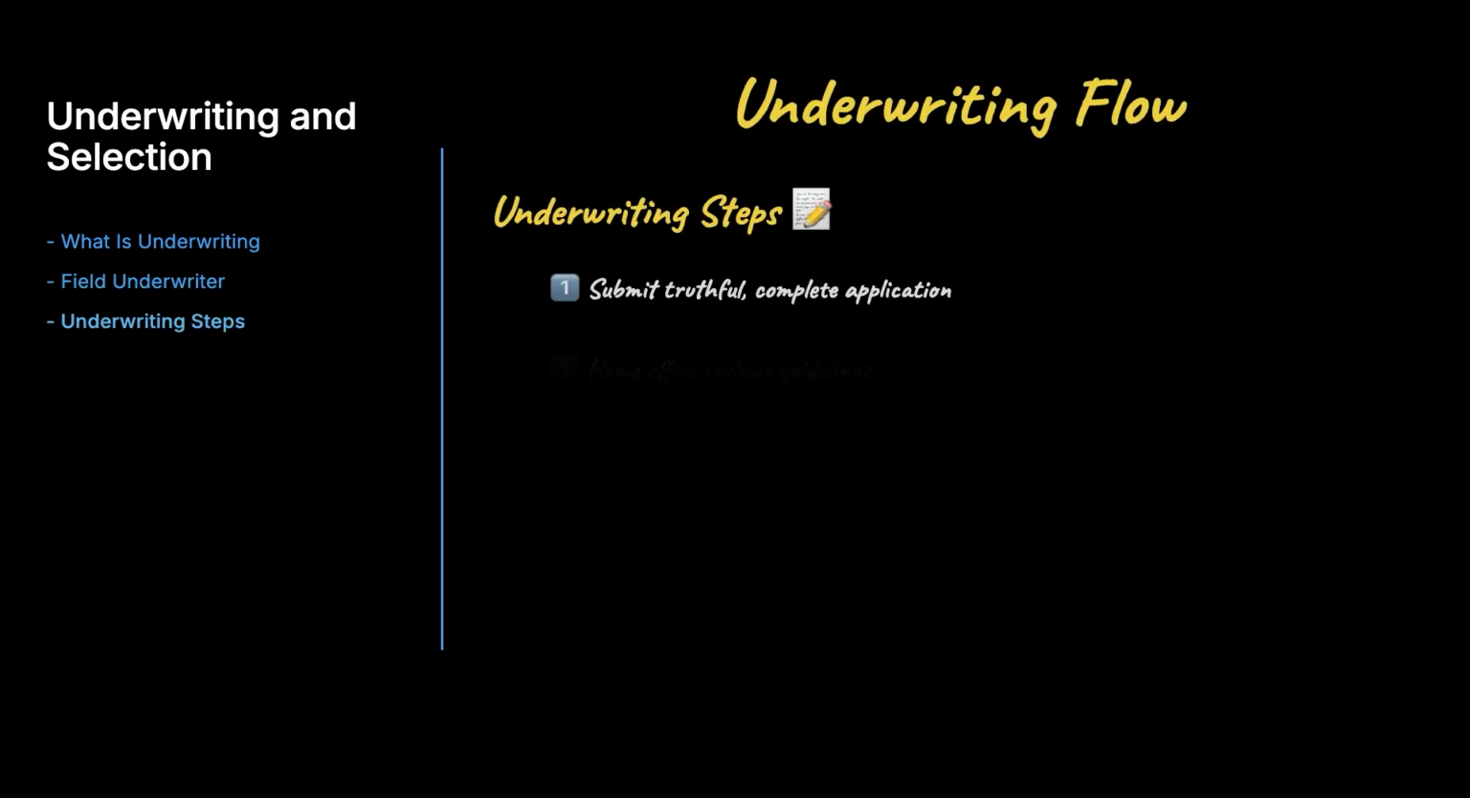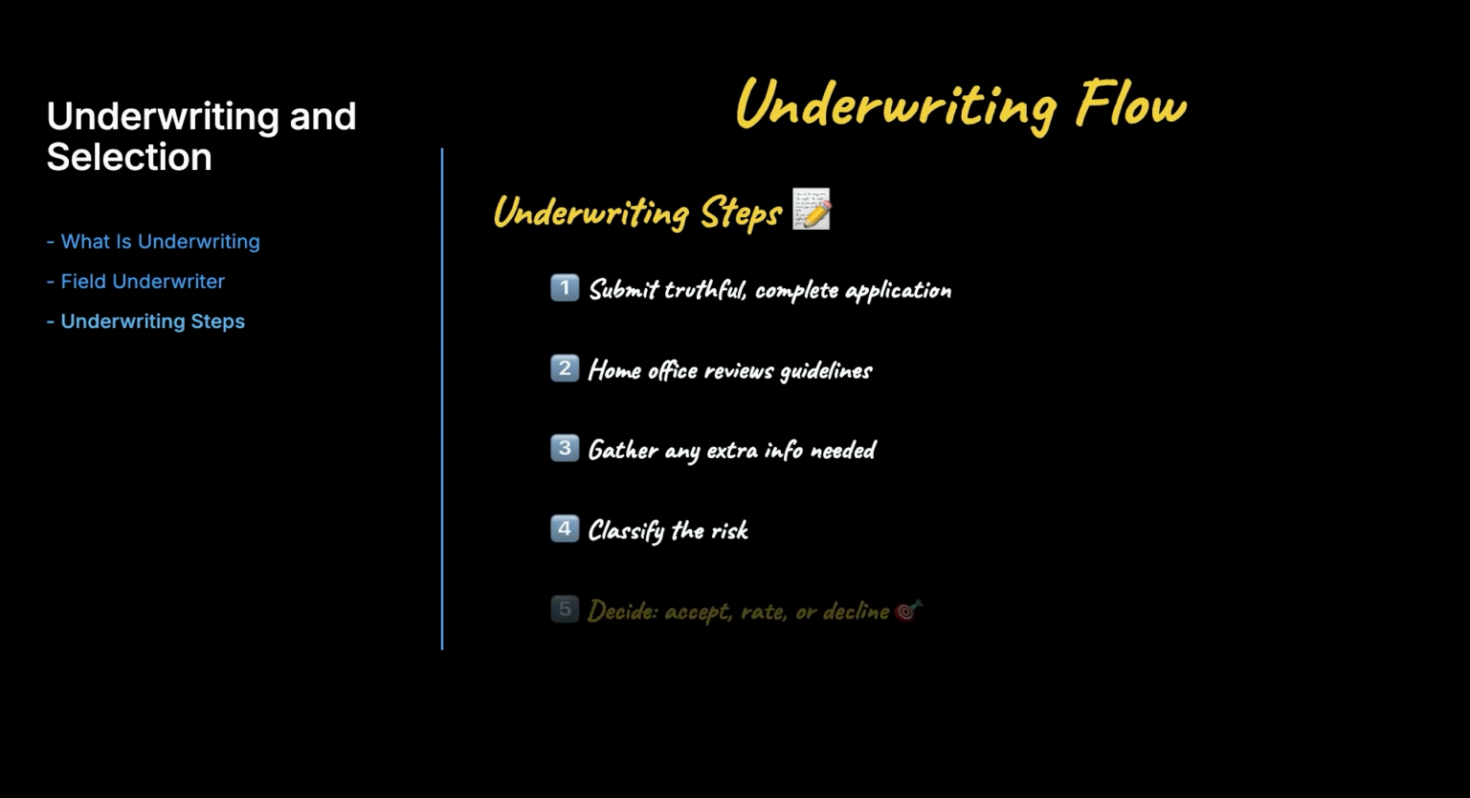Let's put the steps in order, because that flow can be tested. First, you complete a truthful, complete application as the field underwriter. Next, the Home Office reviews it against company guidelines. Then they gather any extra information needed, classify the risk, and finally make a decision. Accept as applied, accept with a rating, or decline.